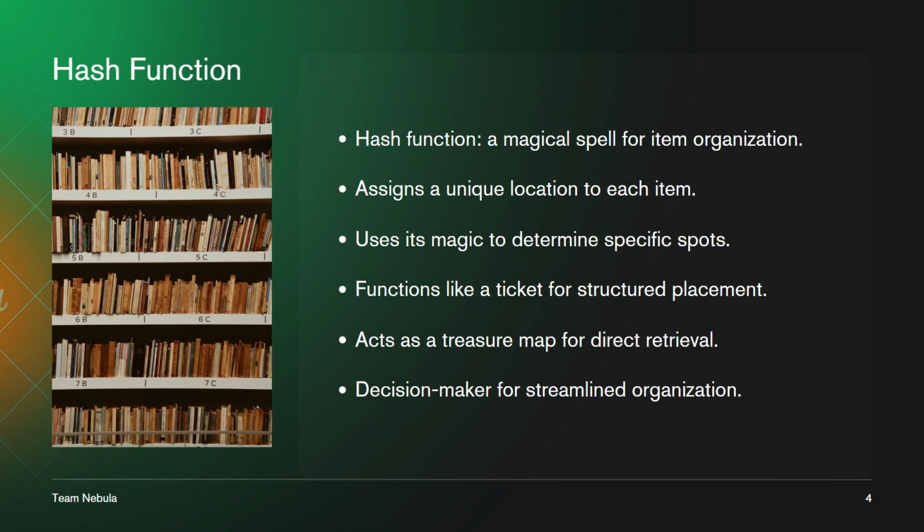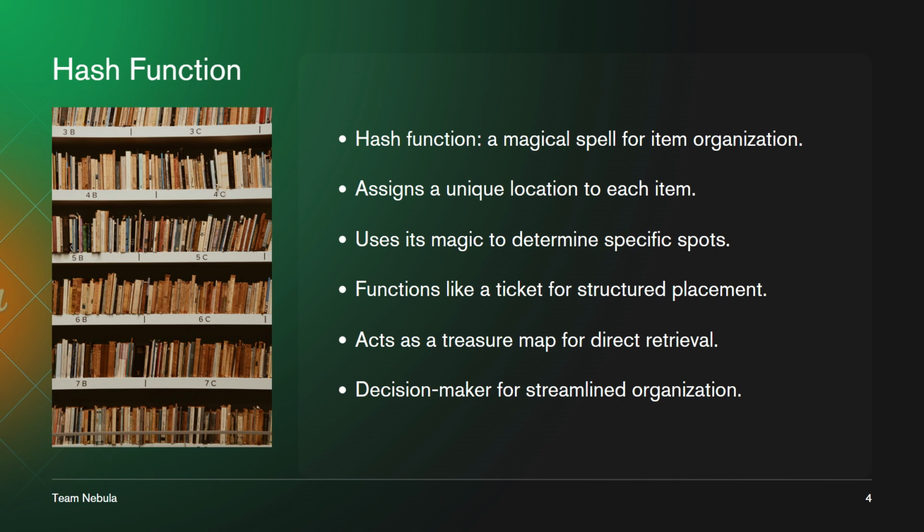Alright, now let's dive into the heart of hashing, the hash function. Think of a hash function as a magical spell that assigns a specific spot to each item in our collection. Imagine you have a bunch of objects like books in a library and you want to put each book on a shelf. But you don't want to just put them randomly. You want a clever way to decide where each book goes. And that's where our trusty hash function comes into the picture.